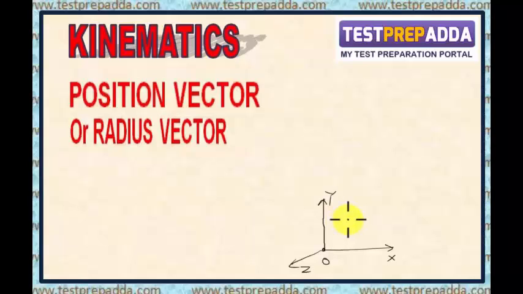If an object is at point A, and I join this origin to point A by a straight line, and I put an arrow like this towards the position of the object, then we get position vector OA of the object. This is position vector.